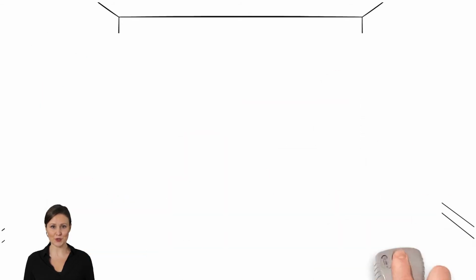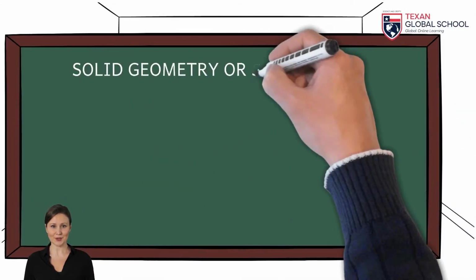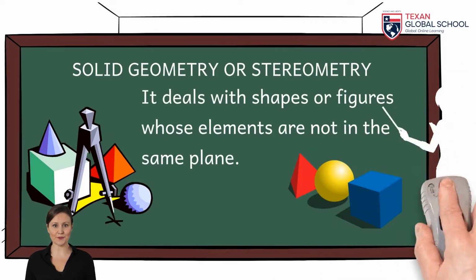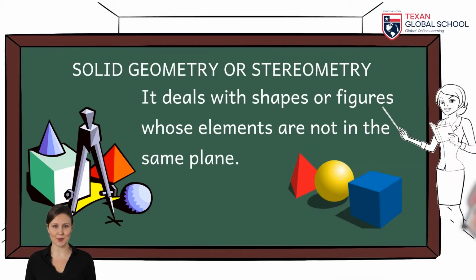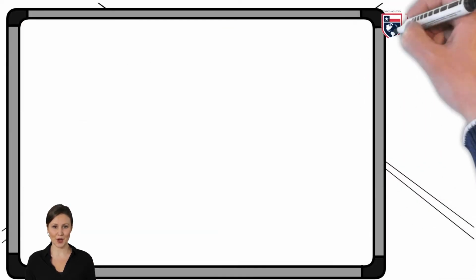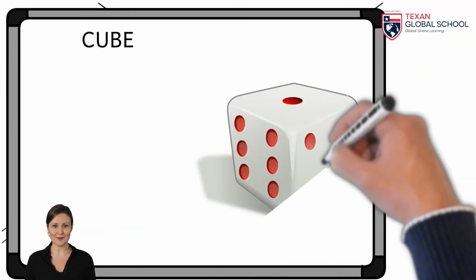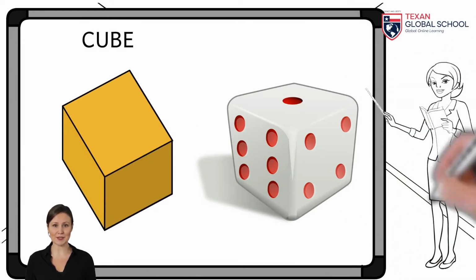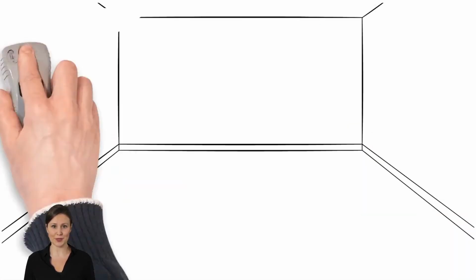The solid geometry, or stereometry, deals with the forms or figures whose elements are not in the same plane. There are also various applications of solids in our daily life. The cube is the first element of solid geometry. We can find its application as a dice. Can you think of any other cube-shaped examples? Maybe an ice cube, sugar cubes, or the Rubik cube.